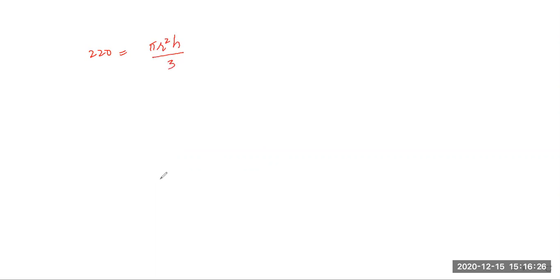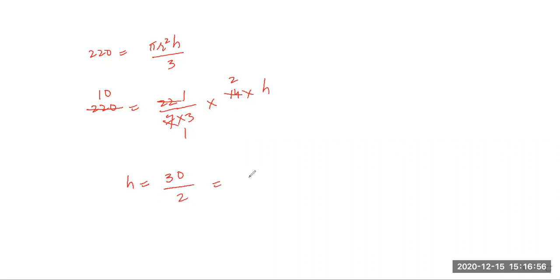All right. So from this I will get the height. Very simple. How? 220 is equal to 22 by 7 into 1 by 3 into r square is 14 into h. Simply beautiful. 22 ones are 22, this is 10 here. So guys, very simple. 7 ones are 7, 7 twos are 14. So I will get h is equal to 30 divided by 2, that is equal to 15 meter. This is a super duper sum.